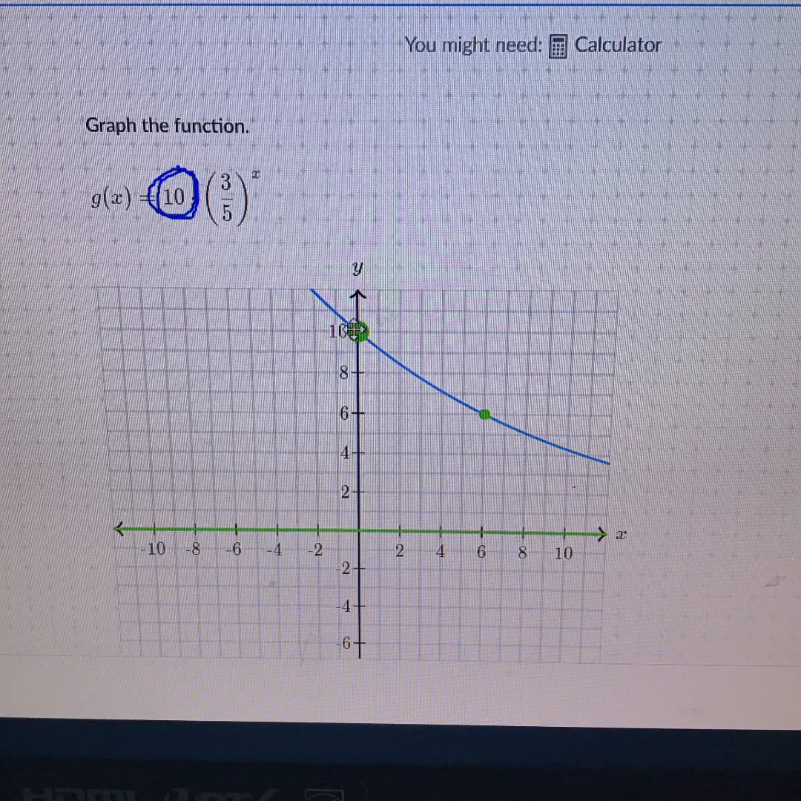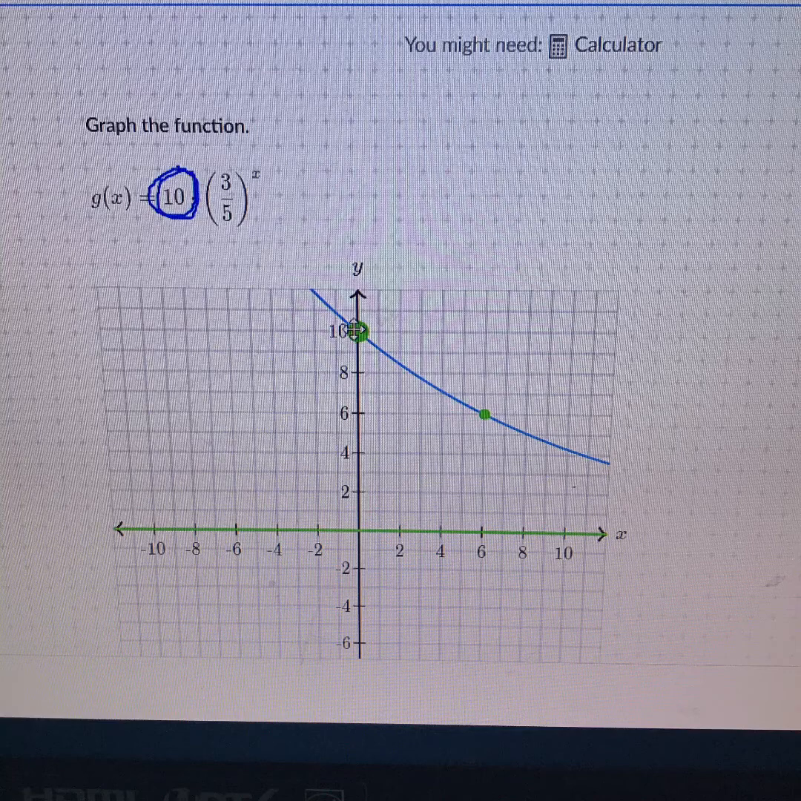The second thing I need to do is find another point. The easiest way to do that is to set x to be 1, because you're allowed to pick what points you want to use, in which case I only need to multiply the 10 times the 3 over 5 to find the next point. So 10 times 3 is 30, divided by 5 makes this 6, so I know that when my x value is 1, my y value should be 6. And again, I got that just by multiplying the 10 and the 3 over 5.